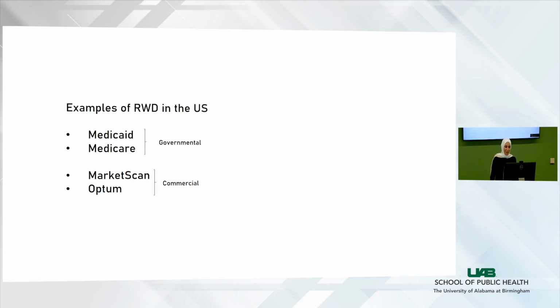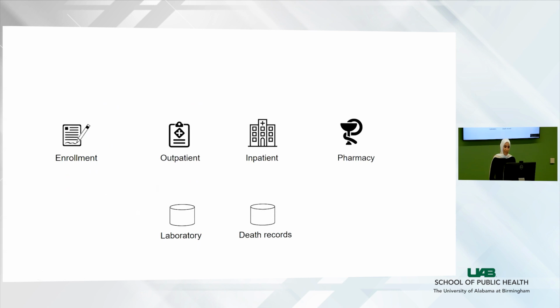So within the pharmacoepidemiology world, we have two different types of data. We have governmental or commercial data. In terms of governmental, we have Medicaid and Medicare. And a few examples of commercial data are MarketScan and Optum. Now, regardless of which data framework you're using, within each data framework, we have different files.